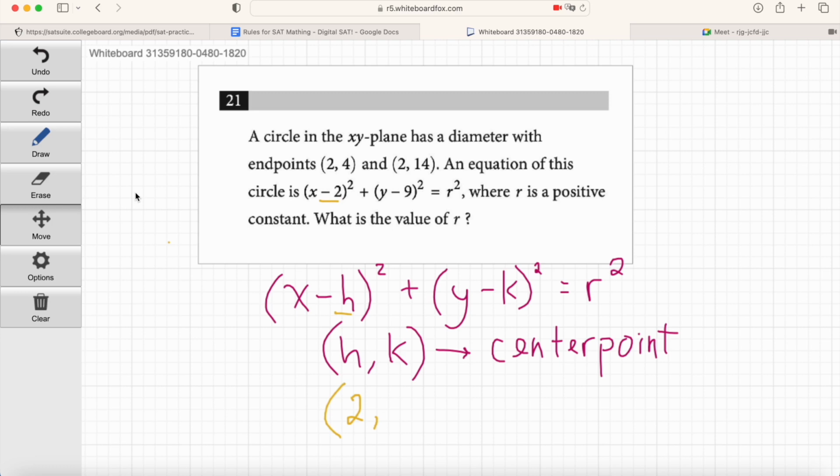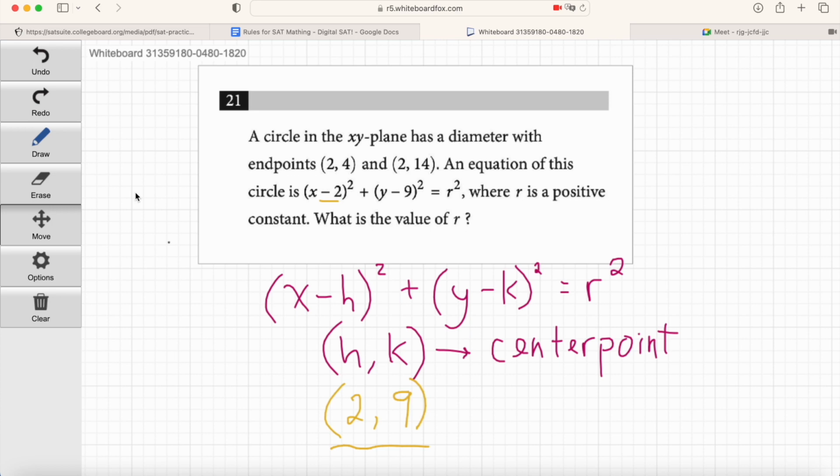What's our k value? The k value is 9, positive 9, right? And I know it shows up as y minus 9. But again, if k is positive, it shows up as y minus that number. So we know our center point, it's 2 comma 9. Does that make sense so far? Okay. We could draw this on the xy axis. We could find this point. In fact, we're going to need to.